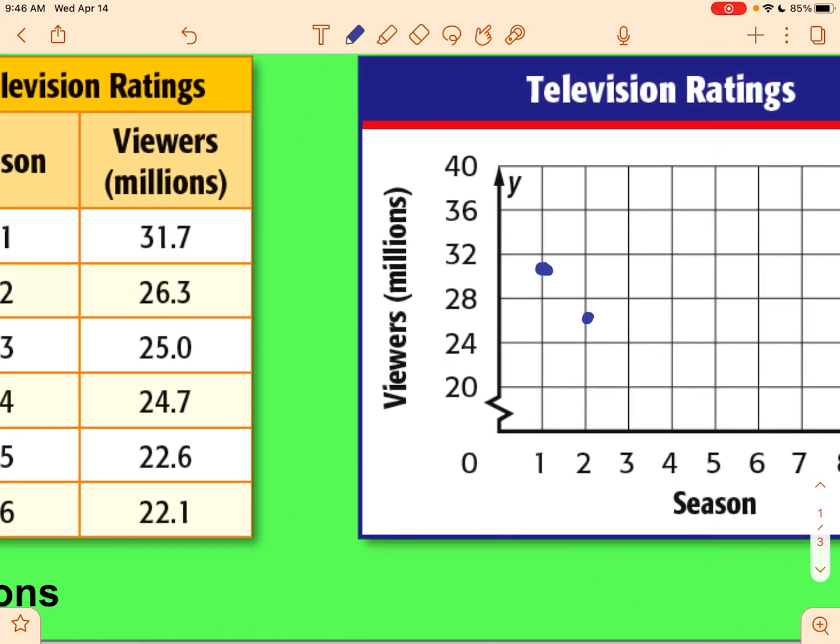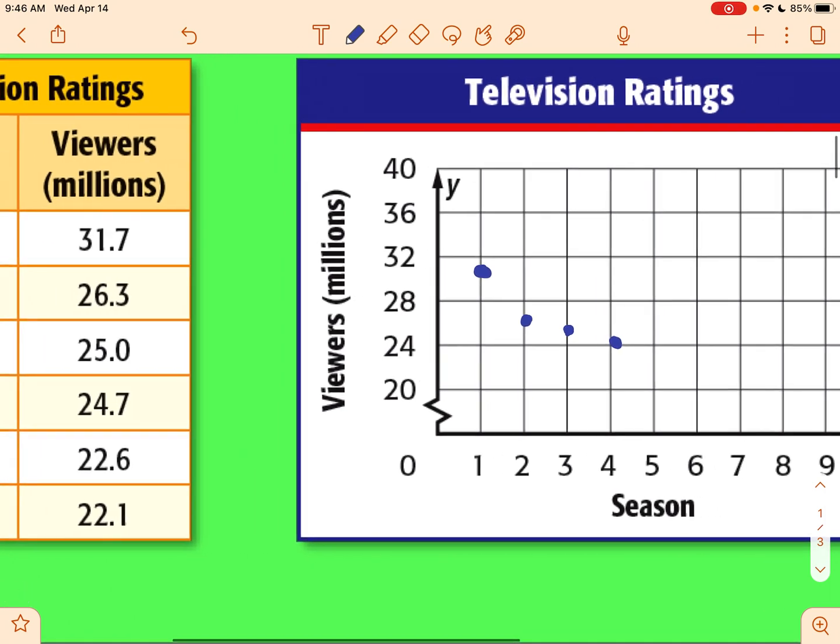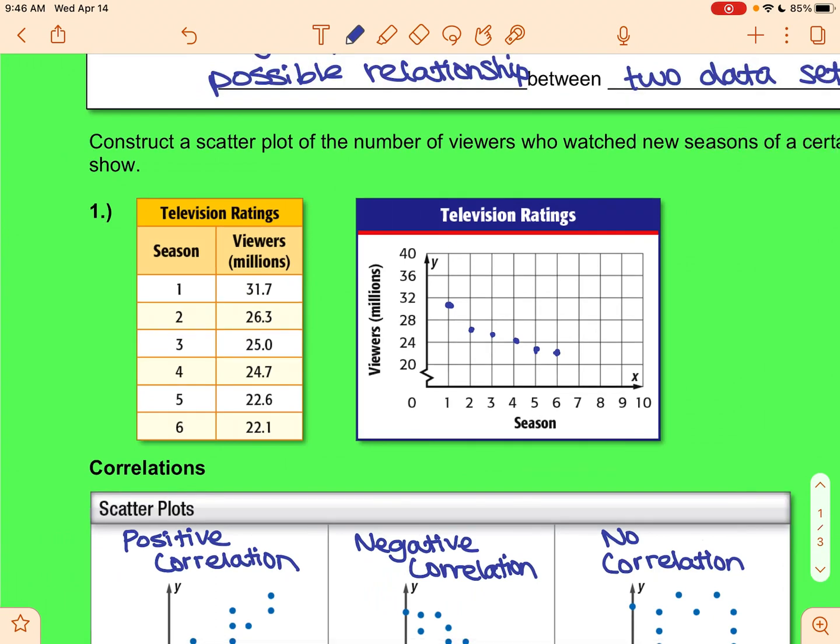The next one is 25. 25 is probably a little lower than that. 24.7, so that's even closer to the line. Number 5 is 22.6, so somewhere in there. And number 6 is 22.1. So we just created a scatter plot. All it is is a bunch of dots. We're not connecting them or anything, it's just dots on a graph.